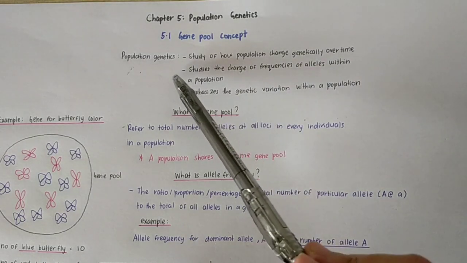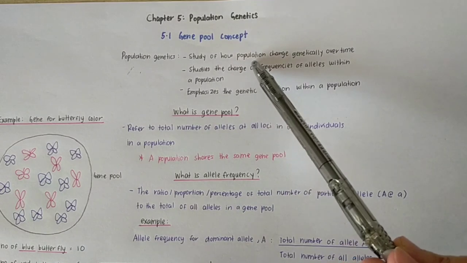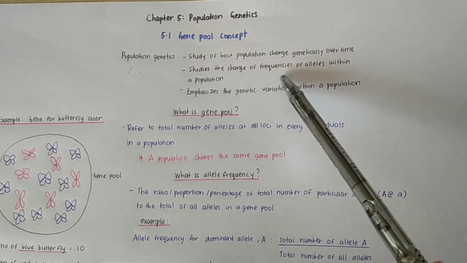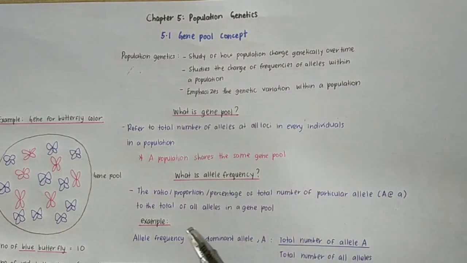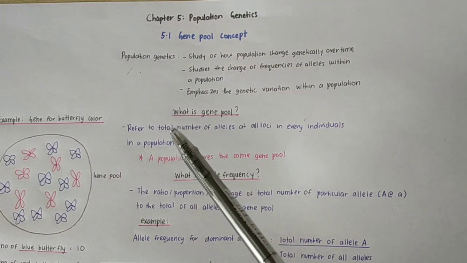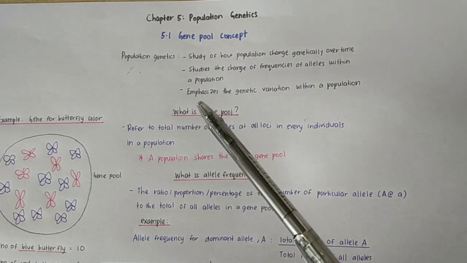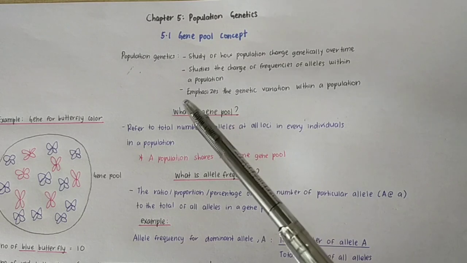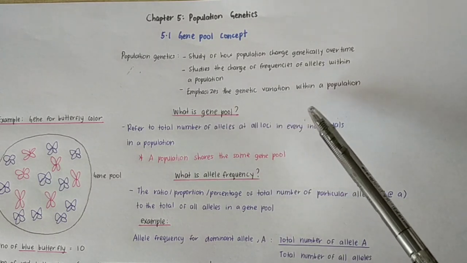So first of all, what is population genetics? It is a study of how populations change genetically over time, and also studies the change of frequency of alleles within a population. Okay, secara ringkasnya, this chapter sebenarnya dia adalah chapter di mana awak mesti kena tahu macam mana kita nak calculate the allele frequency and also the genotypic frequency in a population. Population genetics also emphasizes the genetic variation within a population.